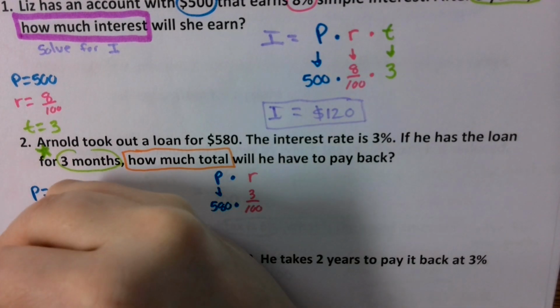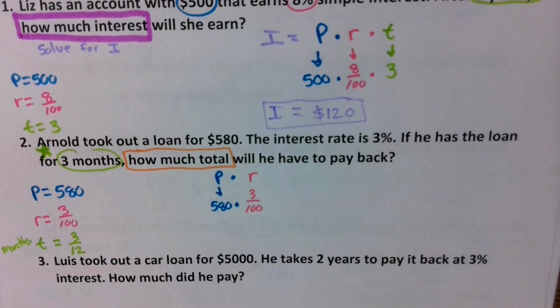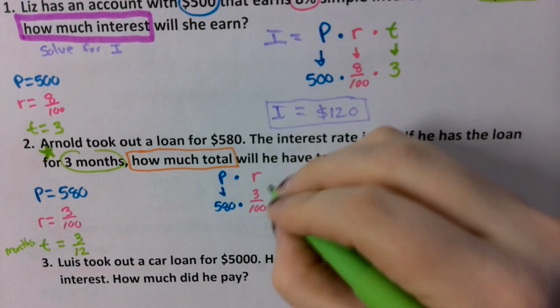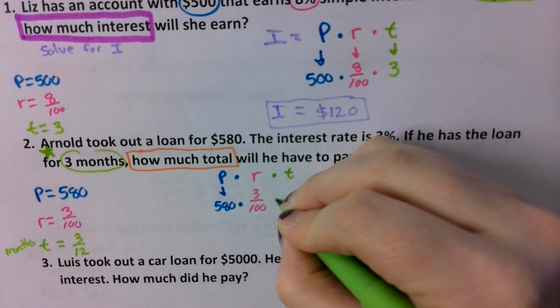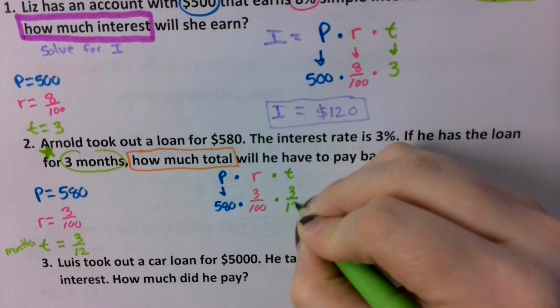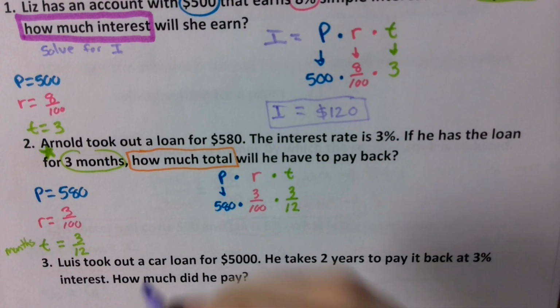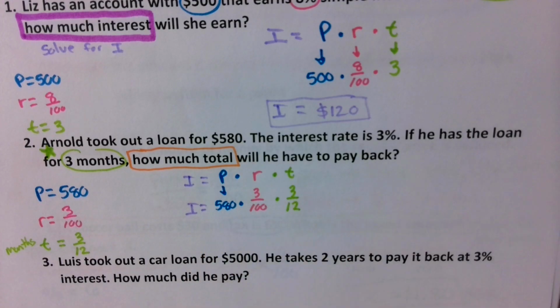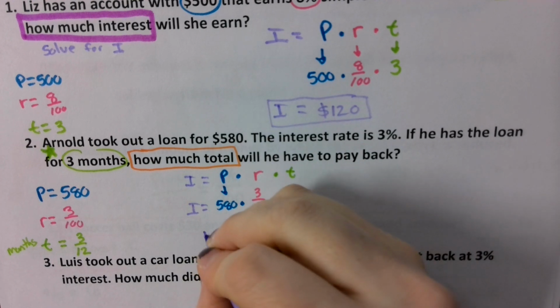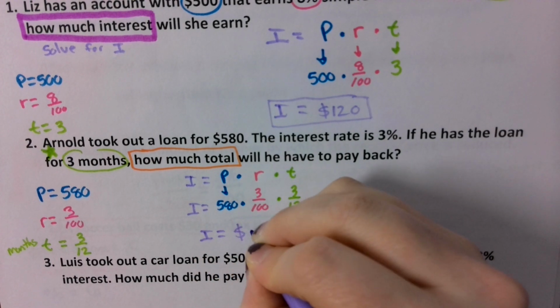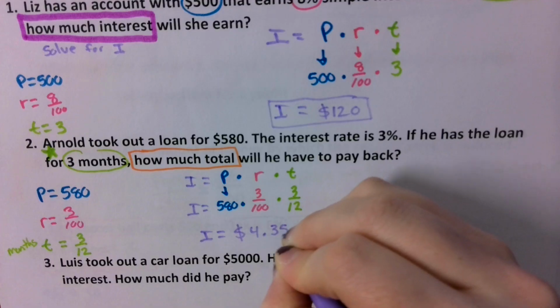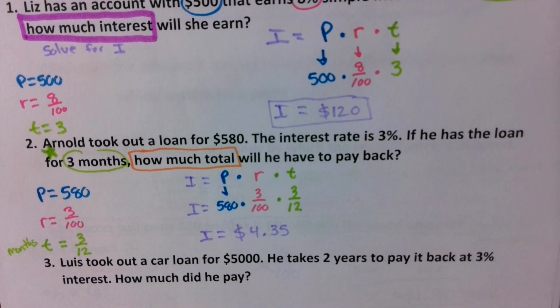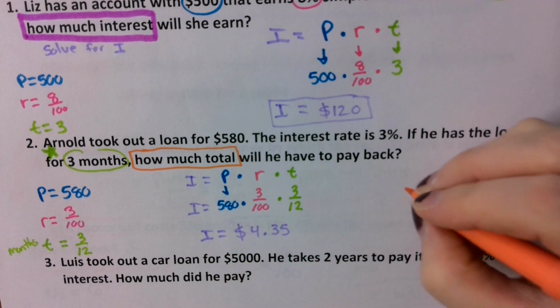Because this was months, we do not put it in months. We need it to be in years. So we're going to have 3 over 12. And again, all you have to do is multiply all of these values together: 580 times 3 over 100 times 3 over 12. And you're going to get an interest of $4.35. But again, the question wasn't asking for interest, it's asking for the total.